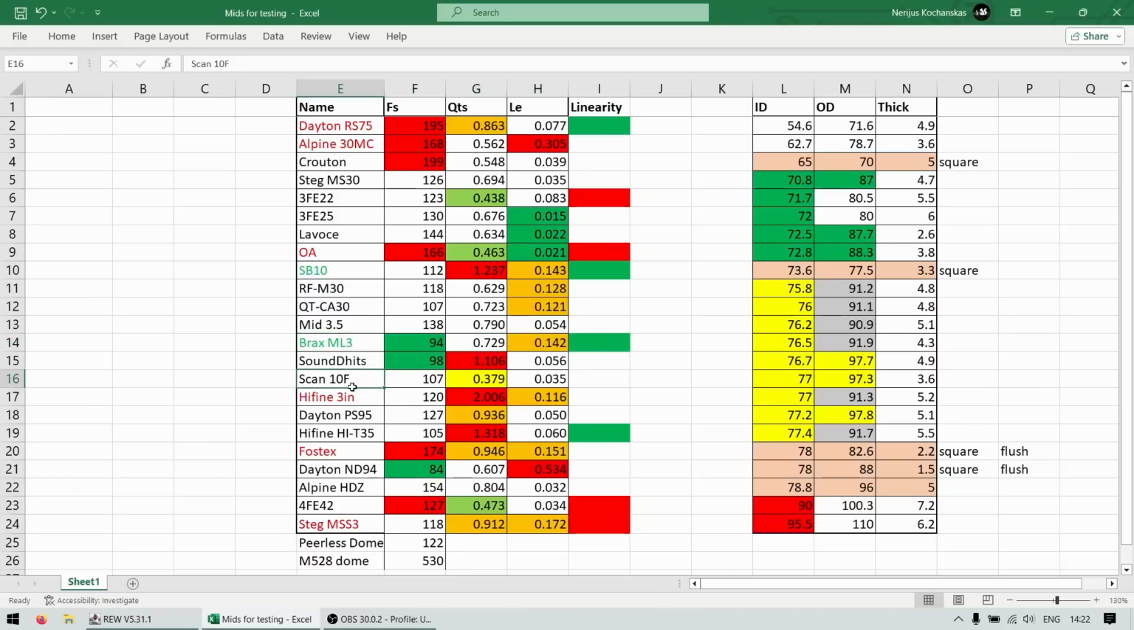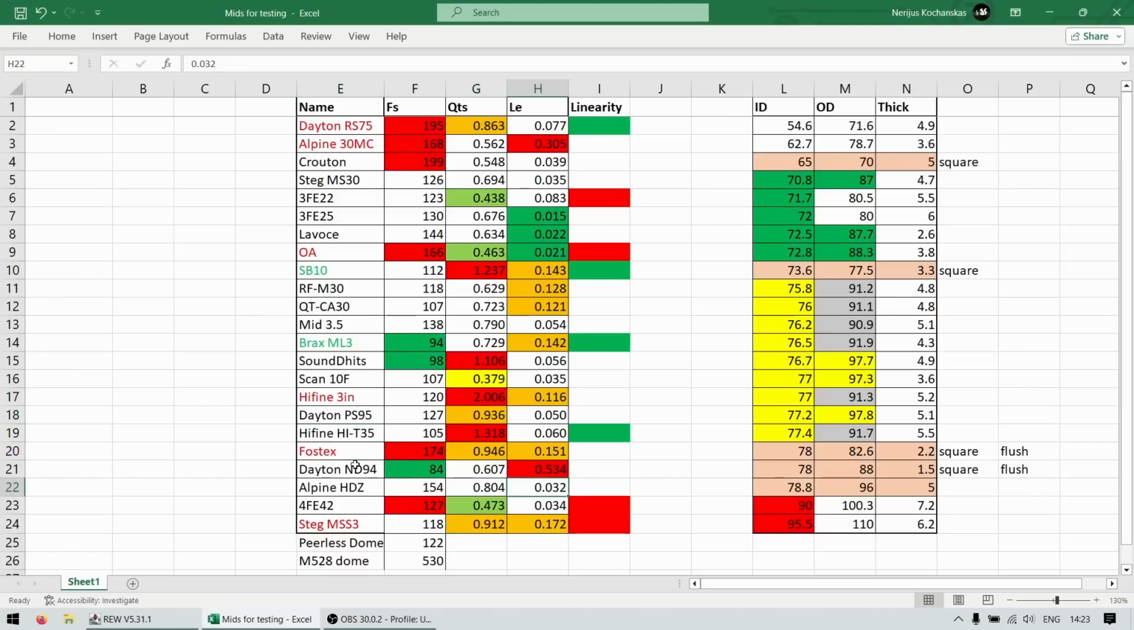What else? The Scan is just a low Q, but all the other stuff is very similar to the others. This Chinese Hi-Fine 3-inch stands out as not as great, just because of the very high Q. This Dayton is very similar, high Q, but not as high as the Hi-Fine, so it's fine.